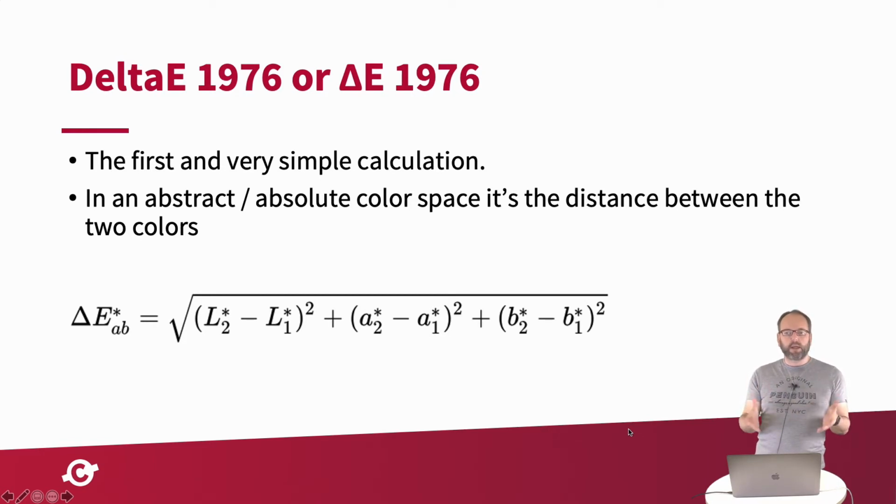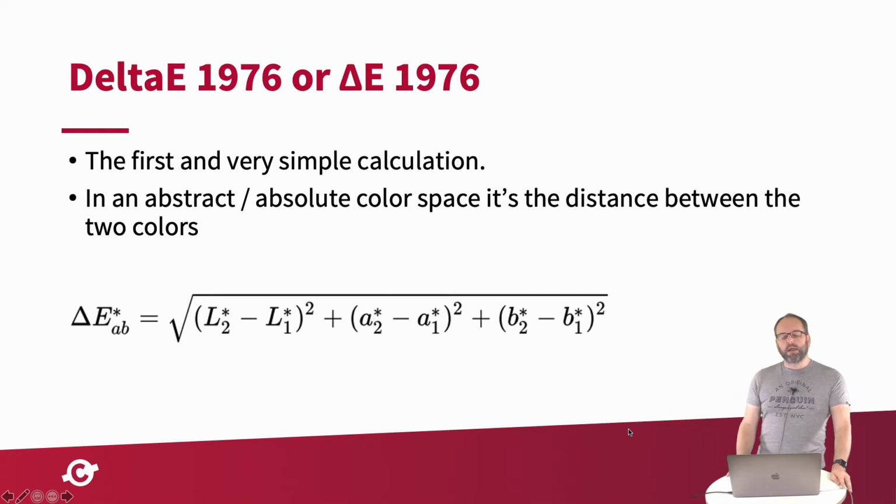Someone said, okay, we're using LAB. LAB is an abstract color space. It is supposed to be a perfect color space. So what is the difference between two colors in that color space? Well, it is the distance between those two colors. And so the formula literally calculates the distance that you have in that 3-dimensional space.